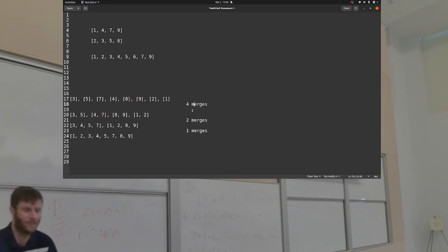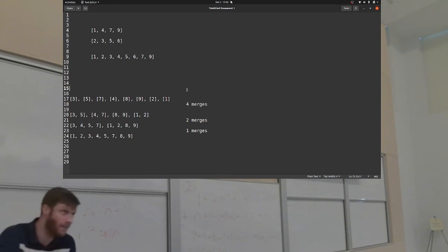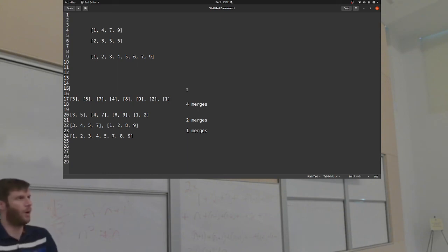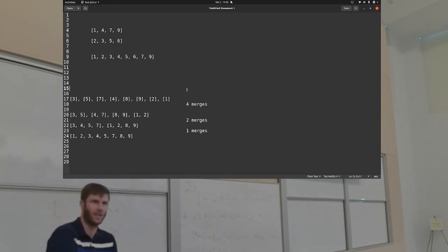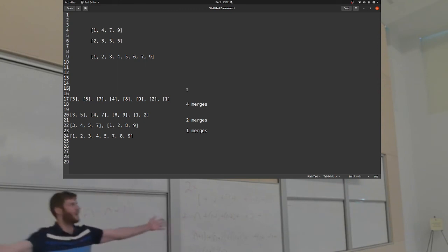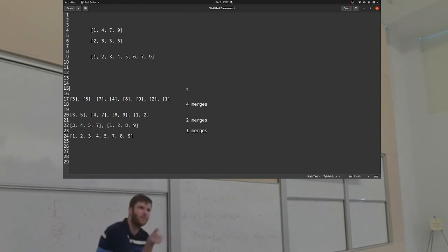Only one, right? Because the last one is 1 merge, then 2, then 4. If I had 16, I would have to do 8 merges of 2 things. And if I doubled it again, I would have to do only 1 more row. I would have to do 16 merges of 2 things. So every time I double the size of the input, I only have to do one unit more of work.